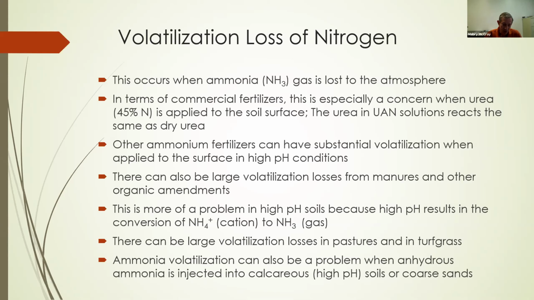So you can have large volatilization losses in pastures and in turf grass, where you wouldn't have the opportunity to incorporate the material. And ammonia volatilization can also be a problem when you apply anhydrous ammonia into high pH soils or coarse sand. So that might be a situation when anhydrous ammonia would not be the best choice.